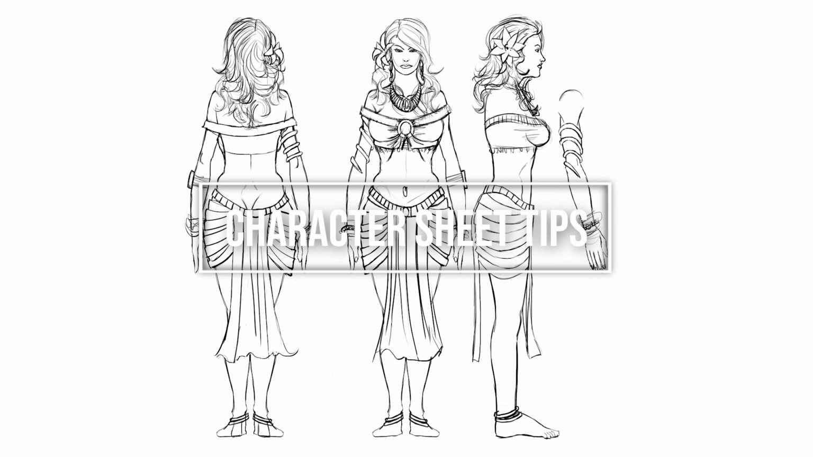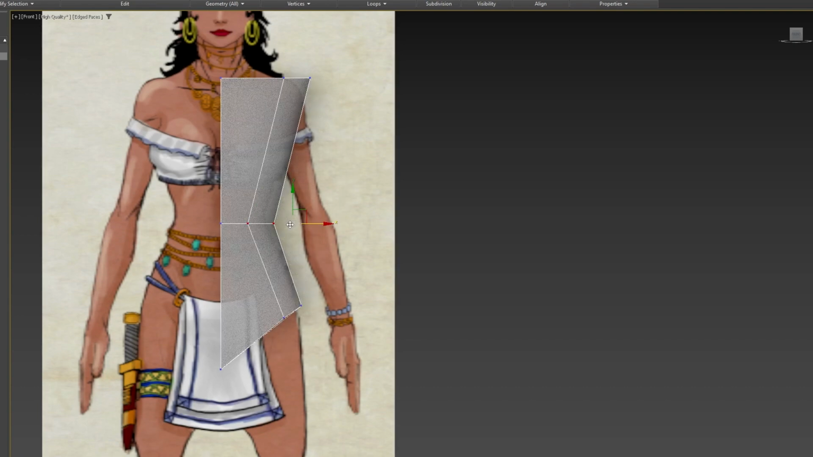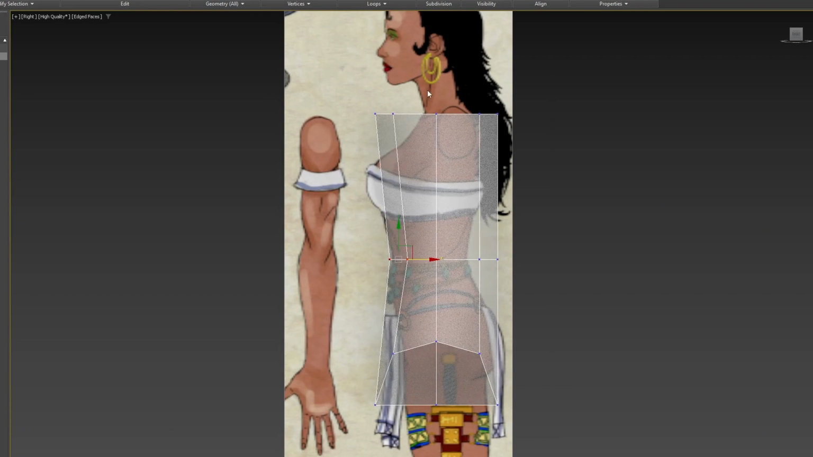Alright, today we are going to work on character sheets. And first and foremost, character sheets are used for modeling. It's basically what the concept artist gives to the modeler so that they have a good idea of exactly what they need to model. And so today we're going to talk about character sheets.